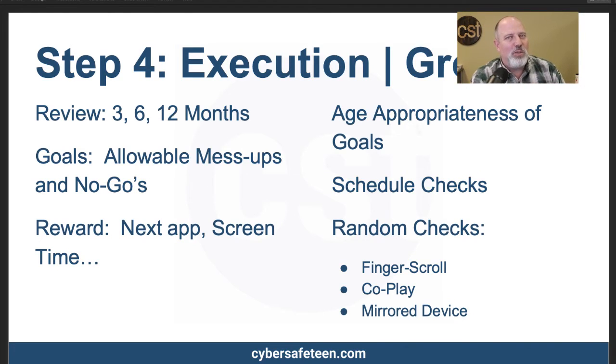And here's just another simple one, a mirrored device. So if you have an old phone, you can set that phone up just like their phone. Sign in the same way they sign into all the different apps they have on there. And you can see exactly what's going on when it's going on. Now, are there issues with snaps deleting? Yes, there's issues with them. But for the most part, you're going to see everything that's going on the phone. Very simple. If you already have an old phone, it's free just to sign in those apps that they're already on.